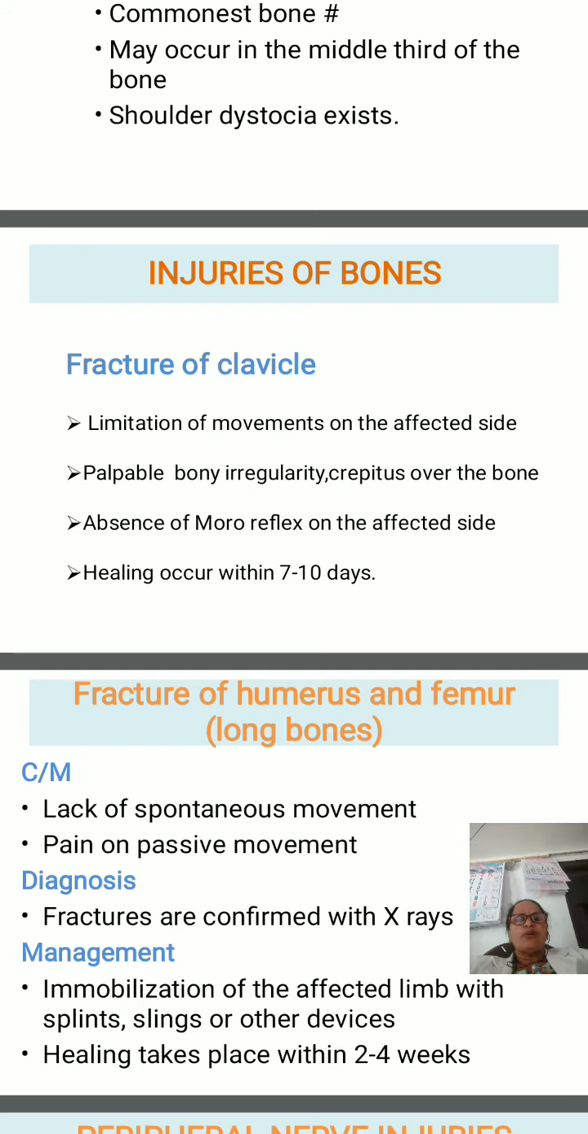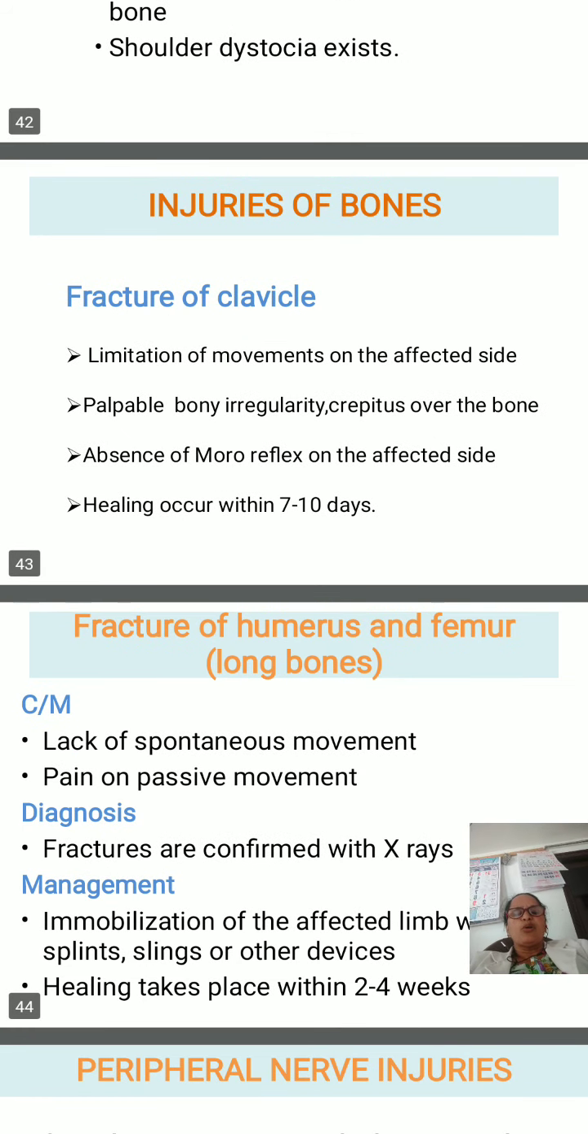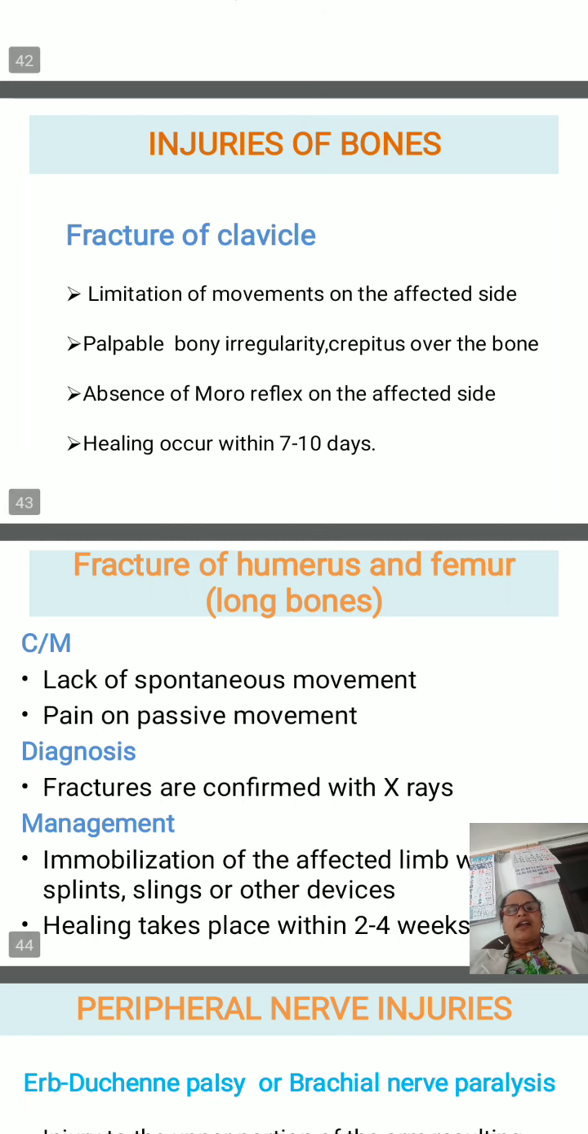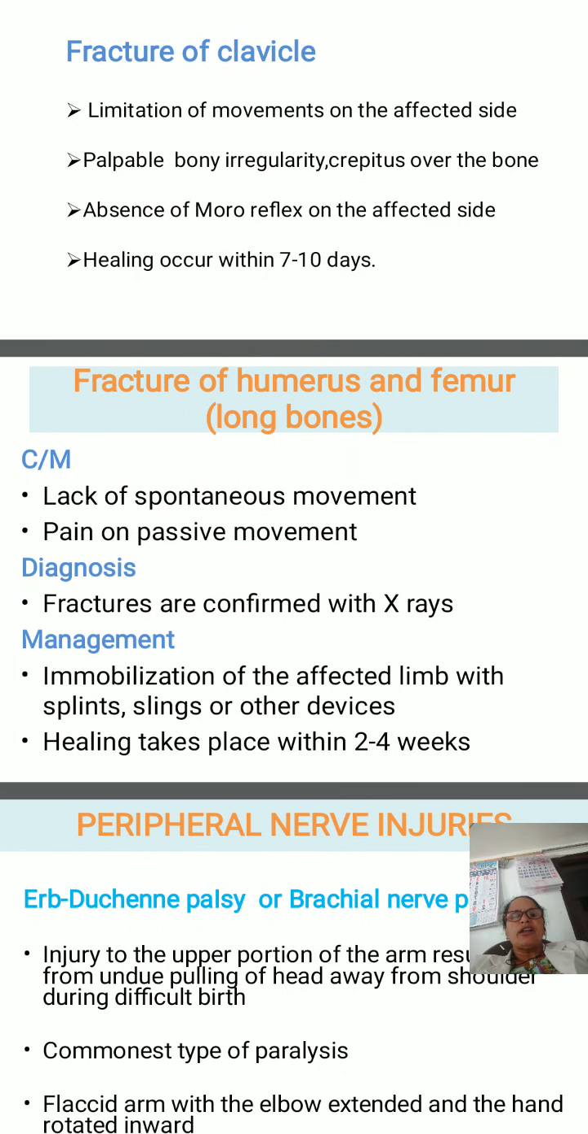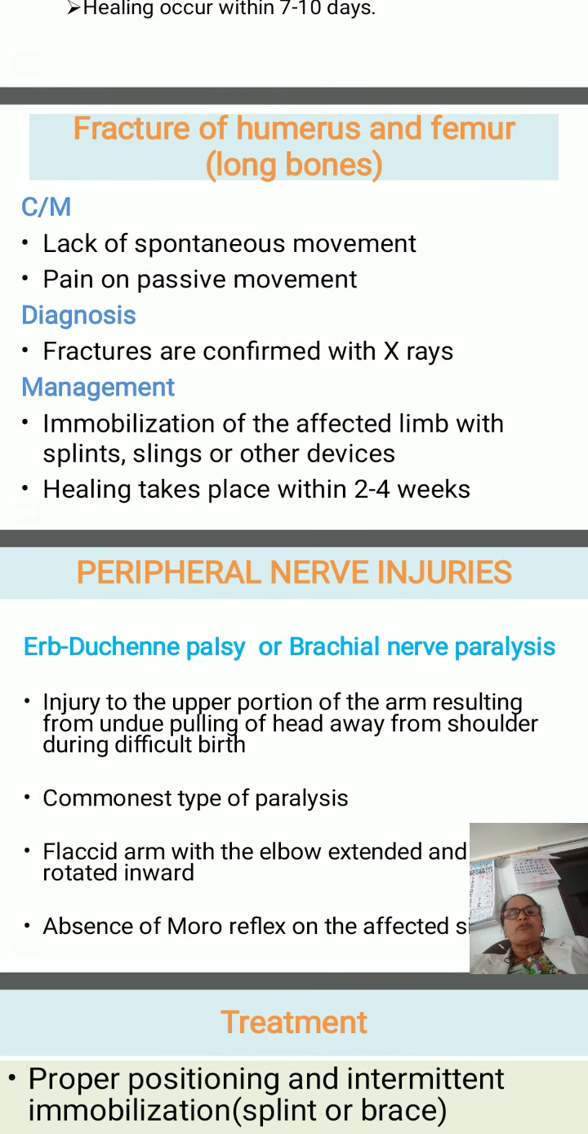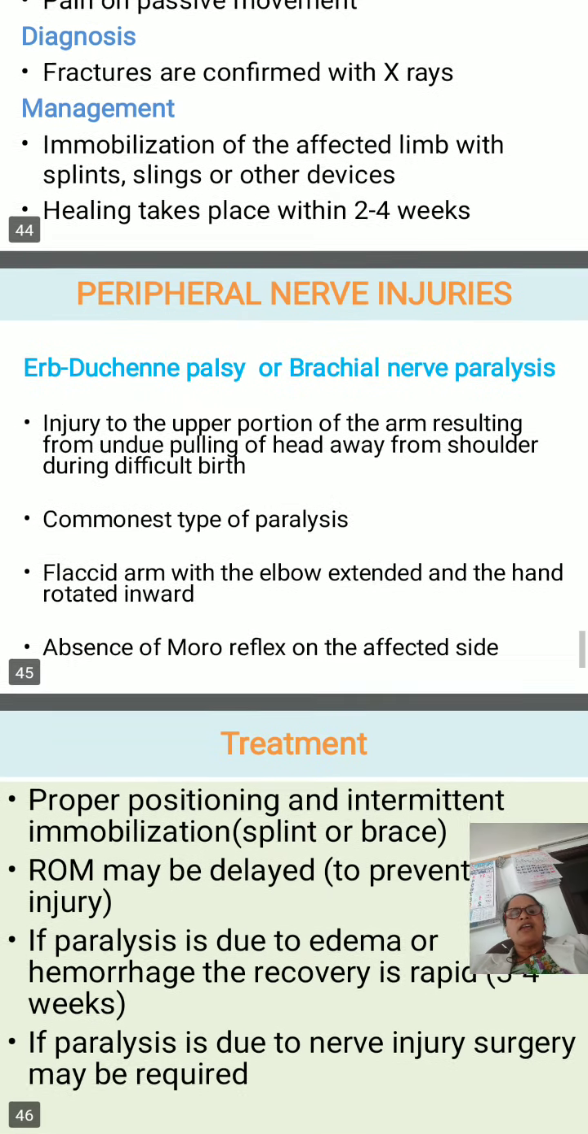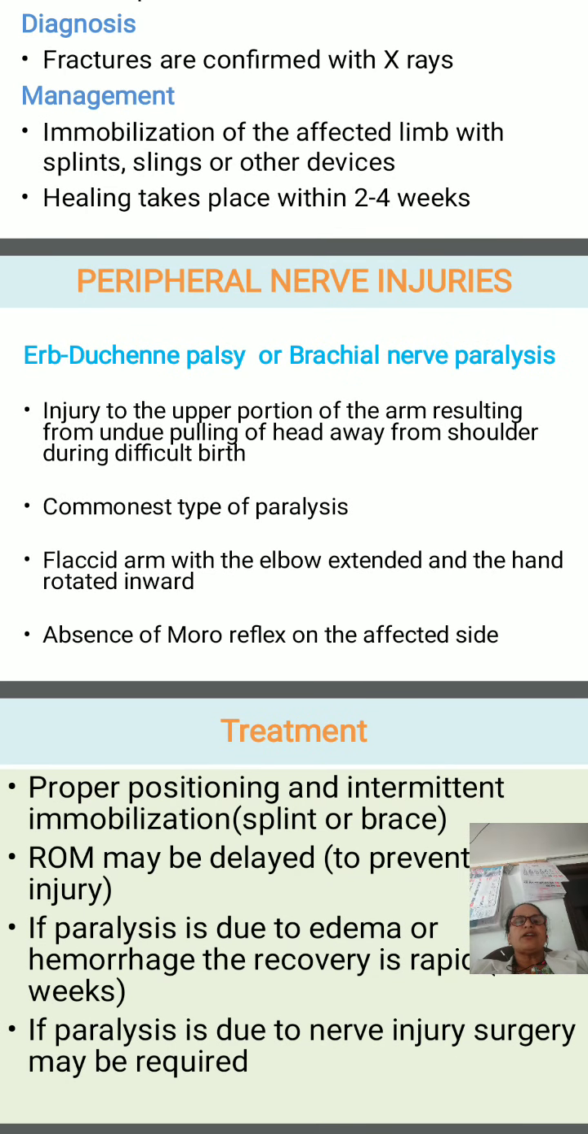Palpable bone irregularity, and crepitus: if we press upwards, a cracking sound will be there. Absence of Moro reflex on the affected side. Healing occurs within 7 to 10 days. Fracture of the humerus and femur bones: lack of spontaneous movement, pain on passive movement. Fracture is confirmed with X-ray, and immobilization of the affected limb with splints. Healing takes place within 2 to 4 weeks.